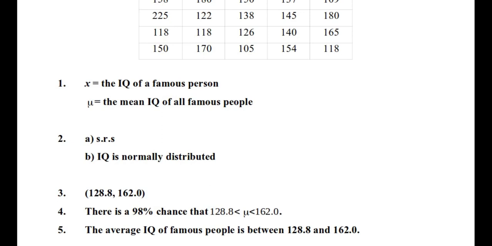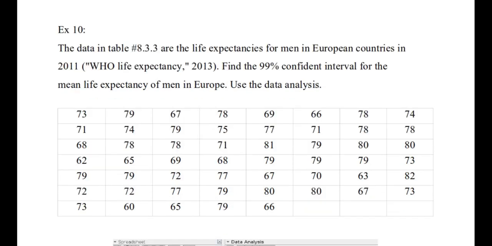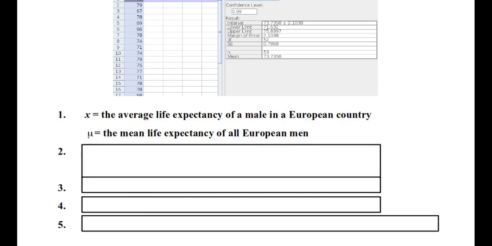Okay, our last example of a confidence interval for population means. So example 10, the data in table 8.3.3, you can find it in your book, are the life expectancies for men in European countries in 2011. And that's where the data came from, the World Health Organization. Find the 99% confidence interval for the mean life expectancy of men in Europe. So the first thing is our random variable. So X is the life expectancy of a European male, and mu is the population parameter. So in this case, the mean life expectancy of all European men.